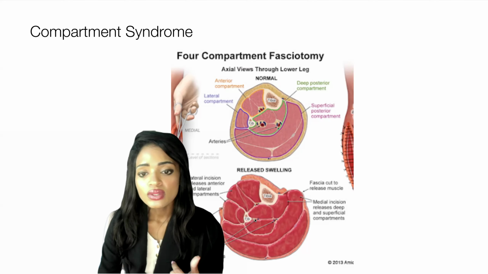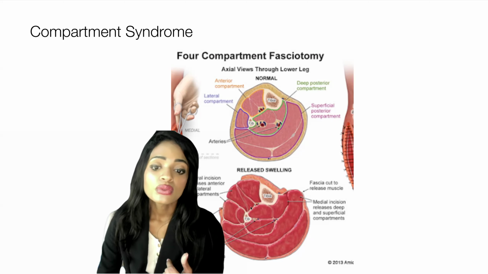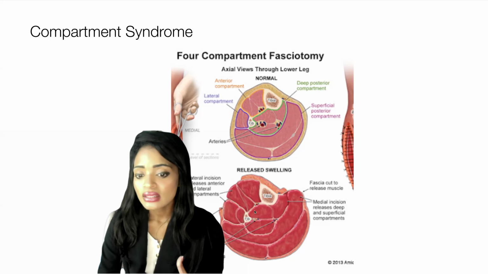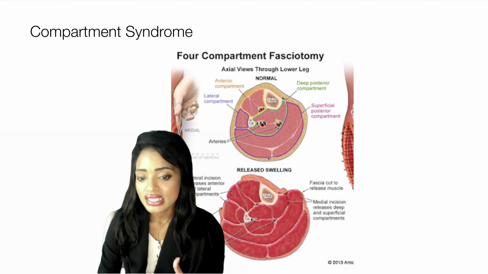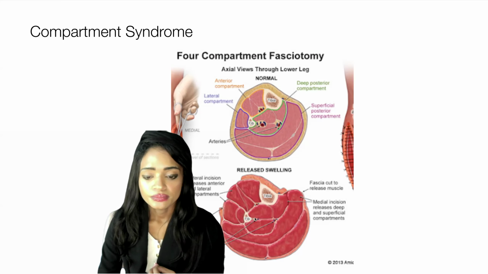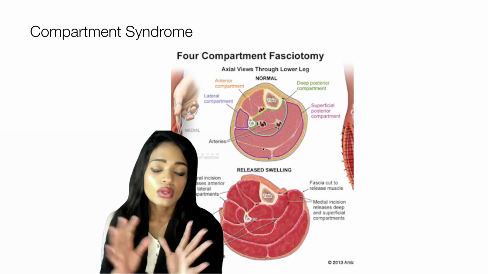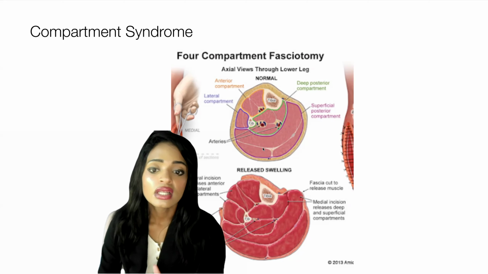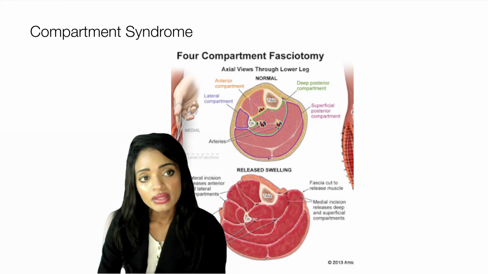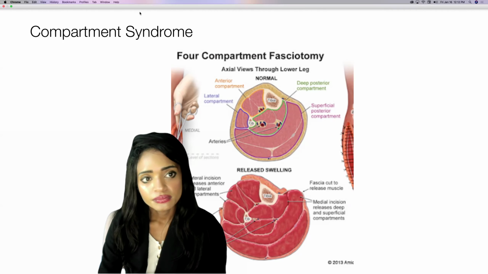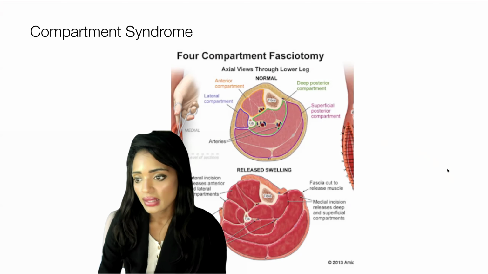Just let me know in the chat, yes or no, if you can see how swelling from the injury has compressed the blood vessels. Let me know. Look at the top picture versus the second. Here we have a normal cross section and the arteries are open. There's nothing compressing them, but here they are completely compressed. Let me know in the chat.